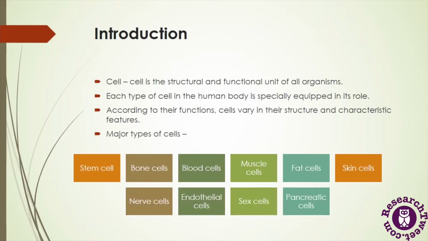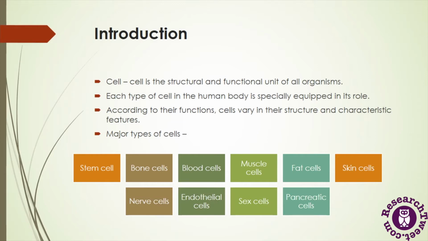So let's start with the introduction. Before moving to the stem cells, let's understand the concept of cell and the major types of cells in our body. We know that the cell is the structural and functional unit of all organisms, which means that the cell is the basic unit for all organisms, which can be prokaryotic or eukaryotic.